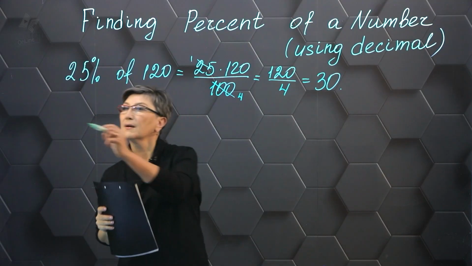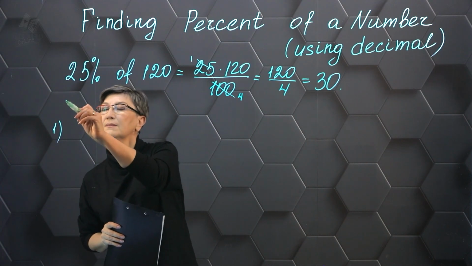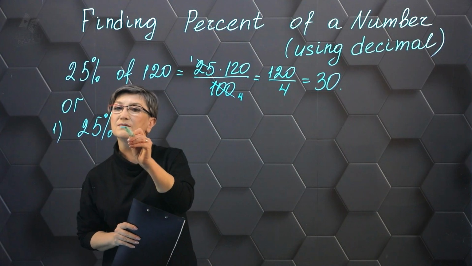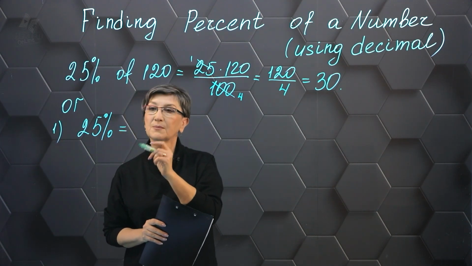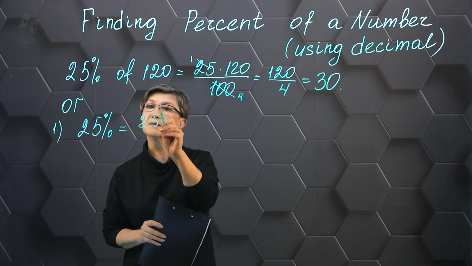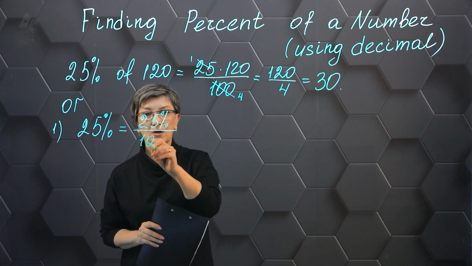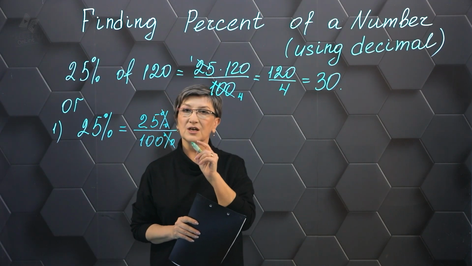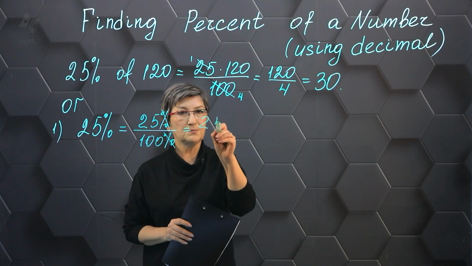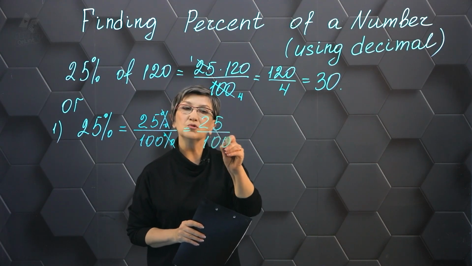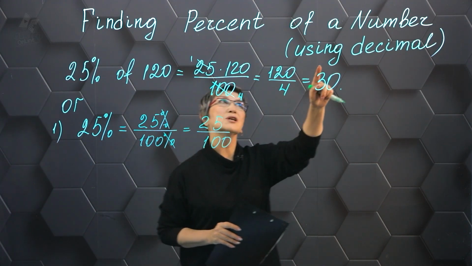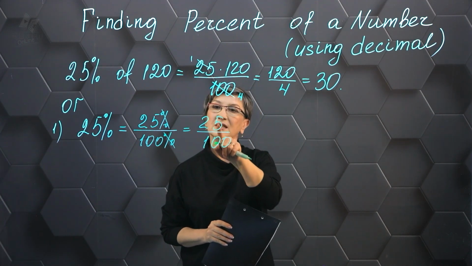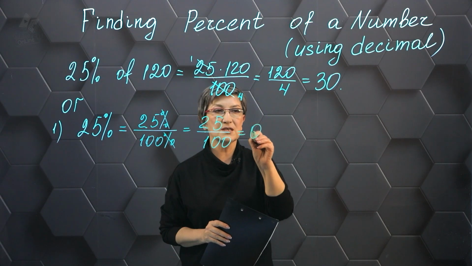What steps? Step 1. I'm going to write it down like this. We need to convert our percentages to decimals. So 25% is 25% divided by 100%. And as a result of that, the percent sign is reduced and we get 25 hundredths. I will not reduce this fraction because our method is based on the decimal notation of our percentages. So 25 hundredths is 0.25.